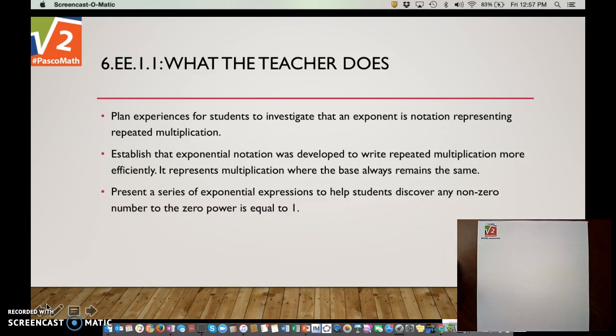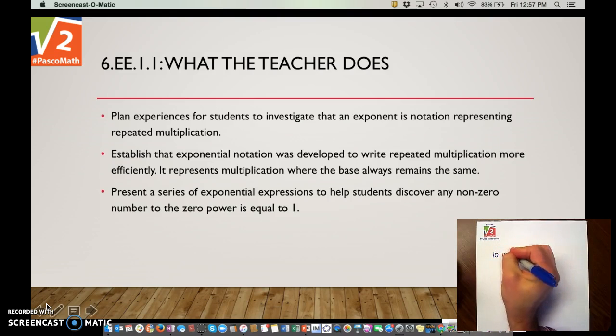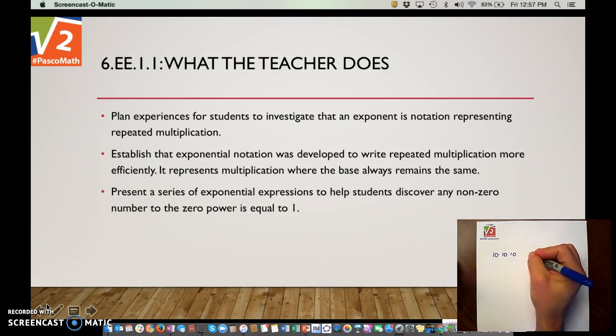So when we look at what the teacher should be doing, first is plan those experiences for students to investigate that an exponent is notation representing repeated multiplication. And so we could do something as simple as 10 times 10 times 10 representing 10 to the third. And even calling it, how we have the base and the exponent, and getting that this could also be referred to as 10 cubed, and then being fluid with those representations. Really emphasize that exponential notation was developed to write repeated multiplication more efficiently.